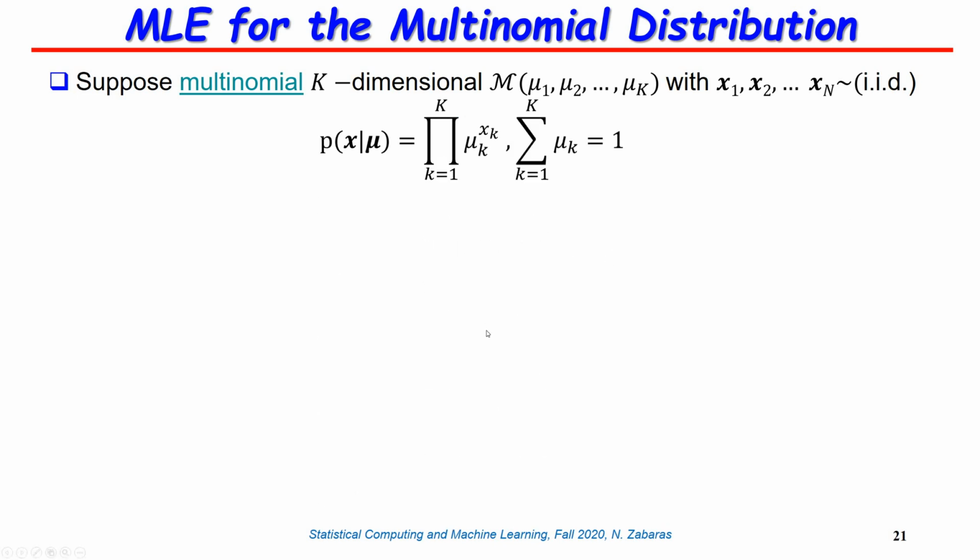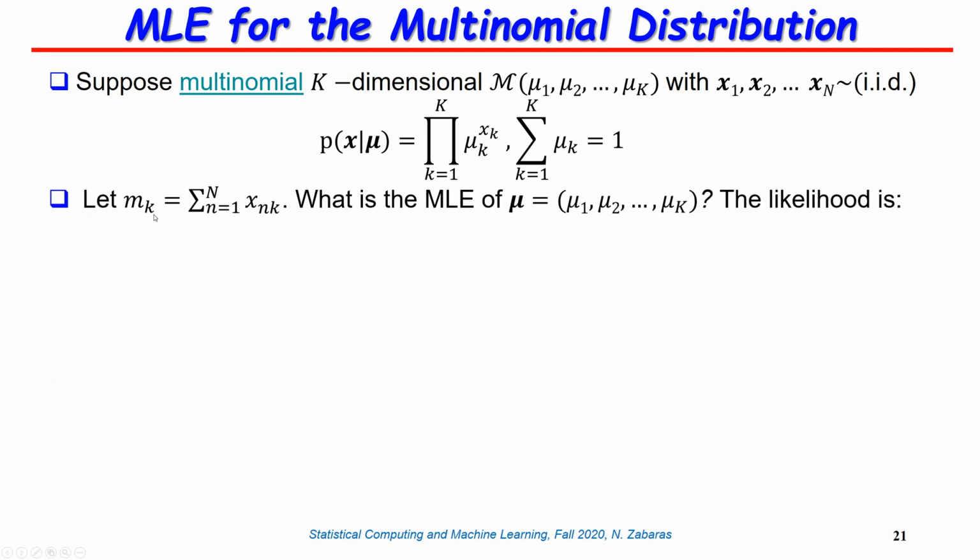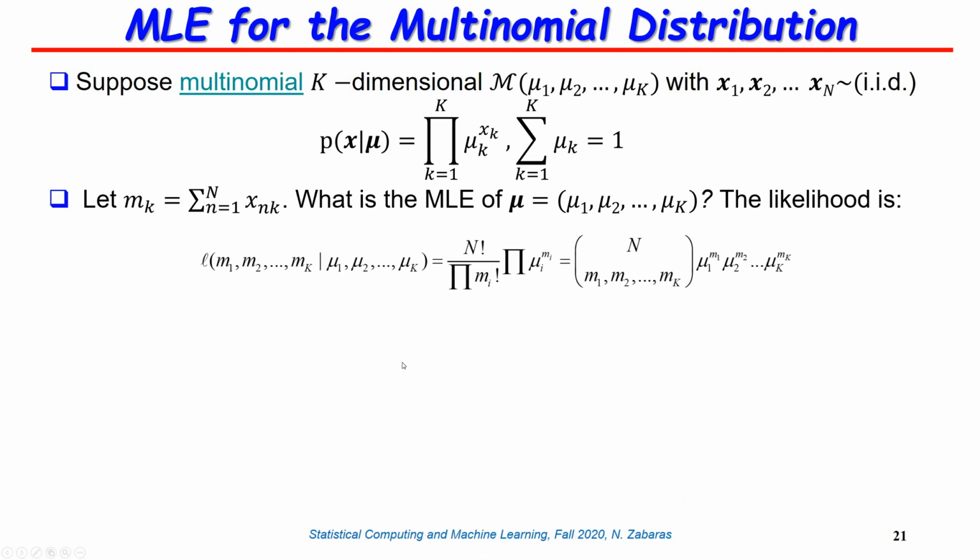So this is our probability model, the way we have seen it before. The sum of the mu k's, of course, is equal to 1. And we use the sufficient statistics in n experiments, which we represented in an earlier lecture with mk. So mk is the number of times in the n experiments that the state k was on, the summation of the xn k's from n equal 1 to n. If we use these sufficient statistics, the likelihood can be written with this nice form that you see here.